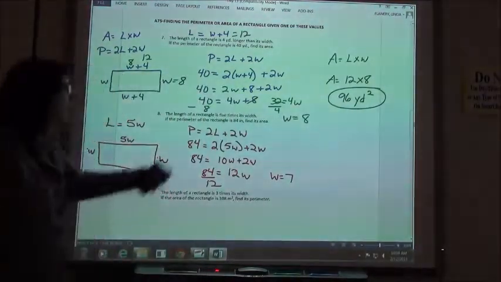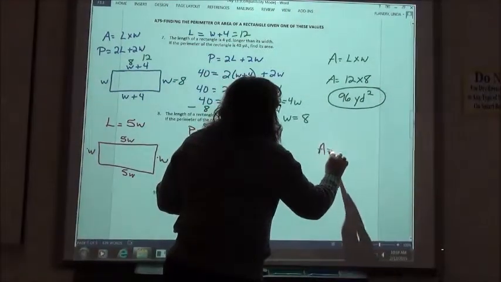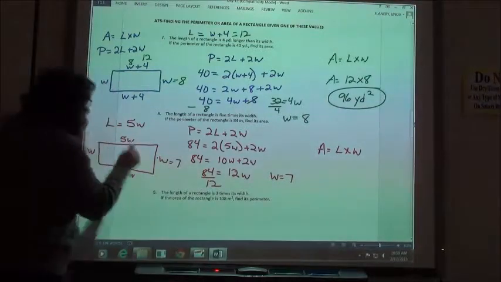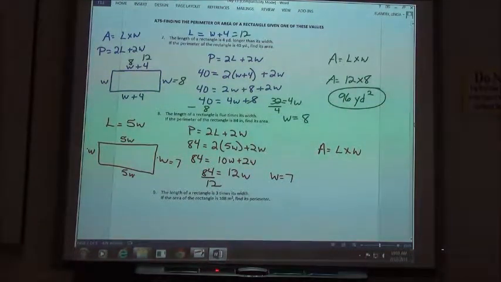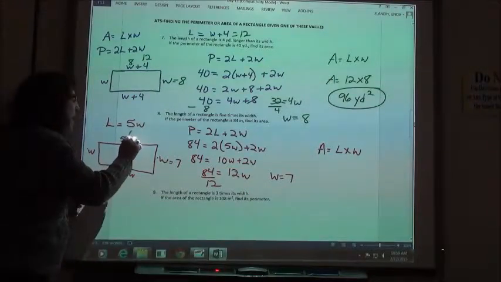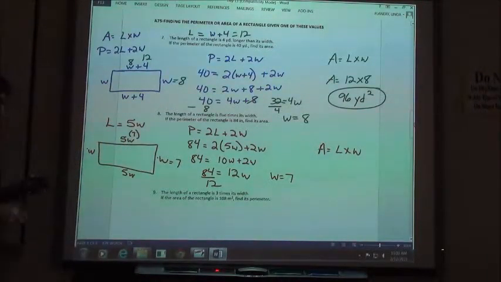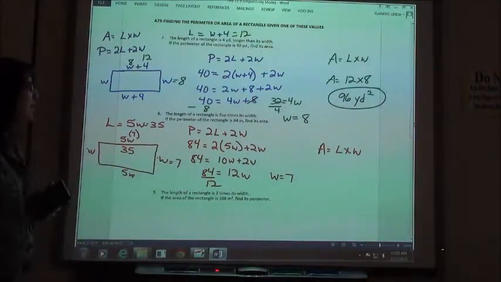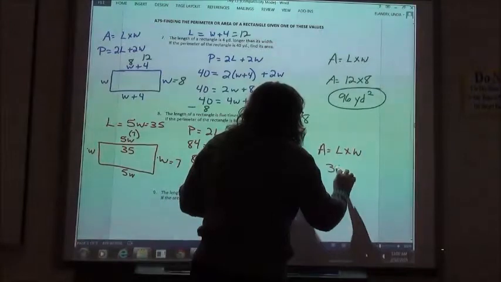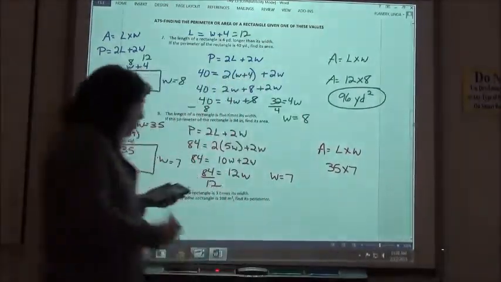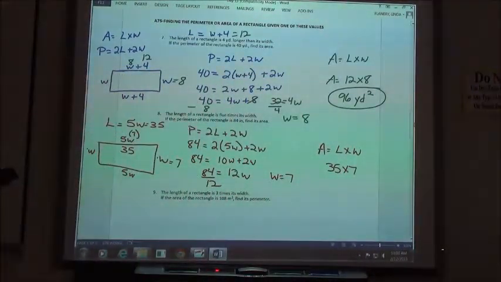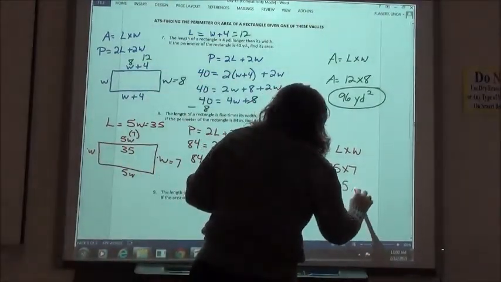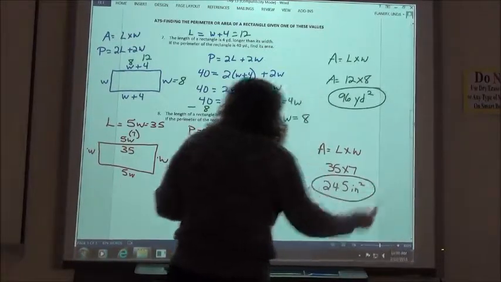So same type of thing, I want to find the area. We know that area is length times width. We do know the width is 7. We need to find what the number for the length is. We know that the length is 5 times the width. So 5 times 7 is going to give me 35, right? Now I can find the area. I know my length is 35. I know my width is 7. So 35 times 7 is 245. And it's in inches, and it's an area, so inches squared.